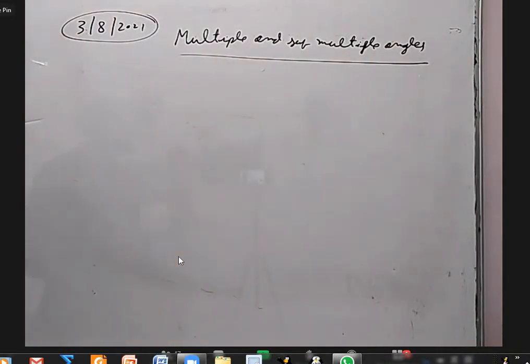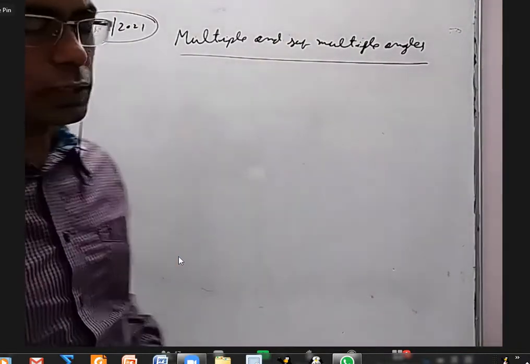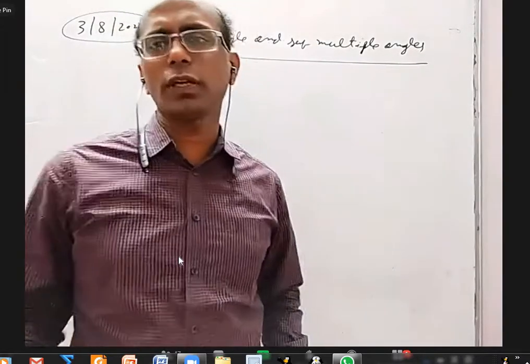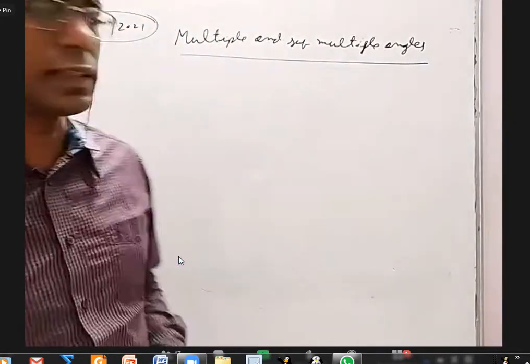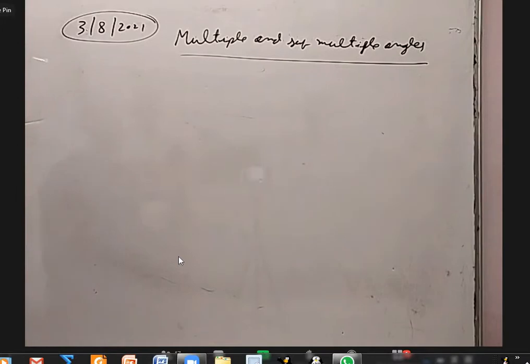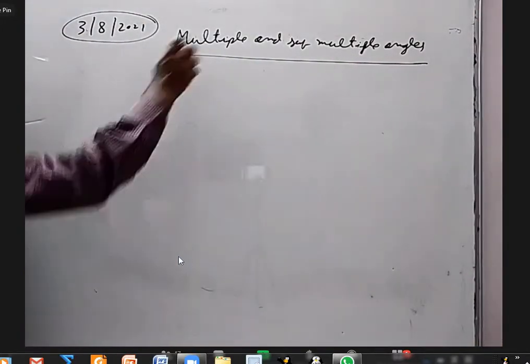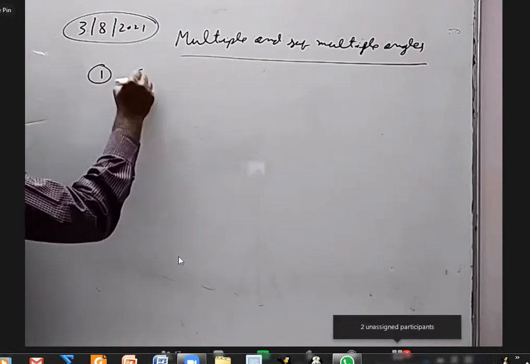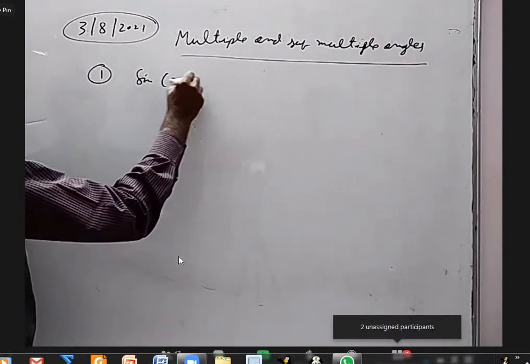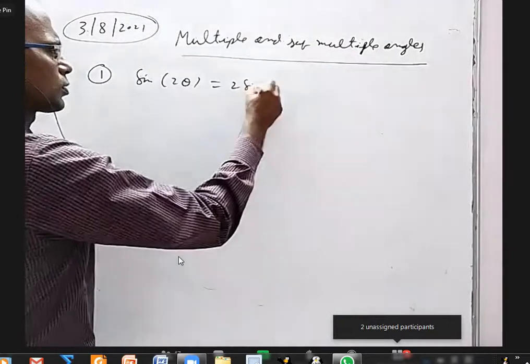So there are some formulas for sin 2 theta, cos 2 theta, tan 2 theta, sin 3 theta, sin 4 theta, or sin theta by 2, cos theta by 2, or tan theta by 2, things like that. So we'll derive some of those formulas. First formula, sin 2 theta is 2 sin theta cos theta.